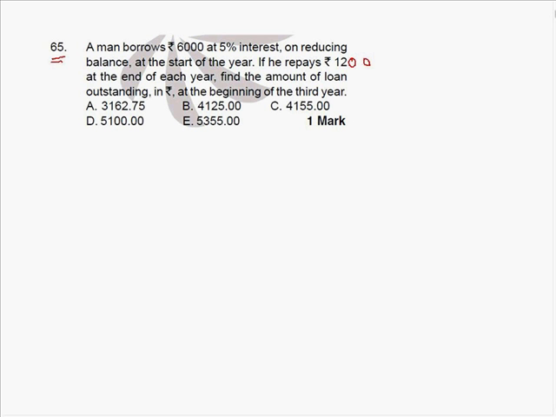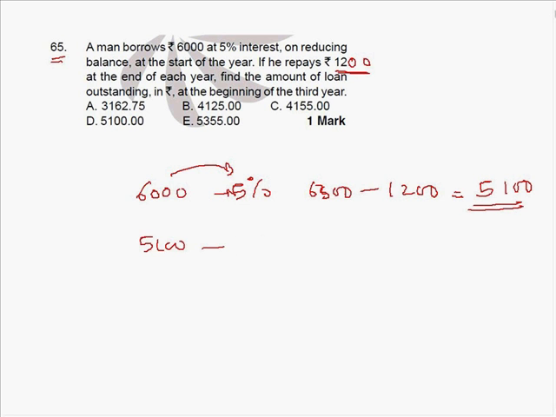So basically, what happened? 6,000 at 5% interest would have gone to how much? 6,300. Simple interest, so 5% on that. But he repays 1,200 out of it. So 6,300 minus 1,200, 5,100 remains. And the next year, 5,100 with 5% interest, and then he pays another 1,200. So it's simple math, 4,155 remains. So that's the beginning of the third year. That's it.